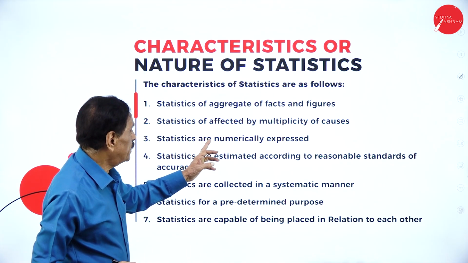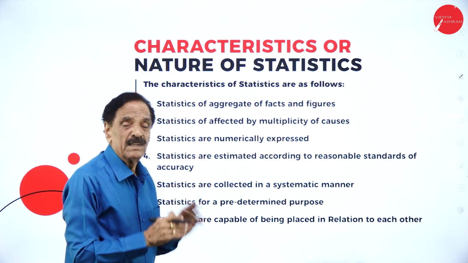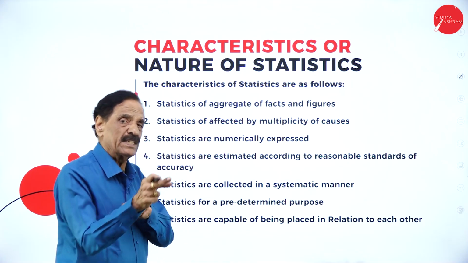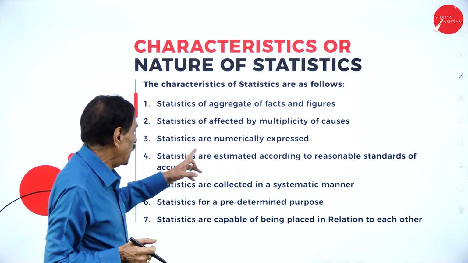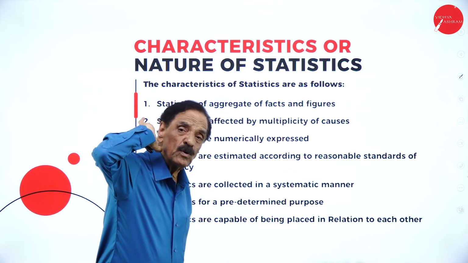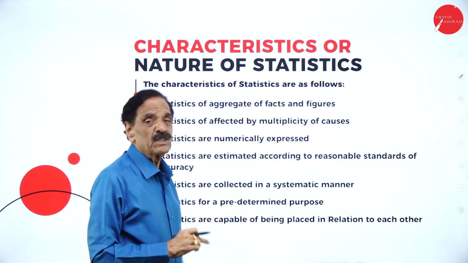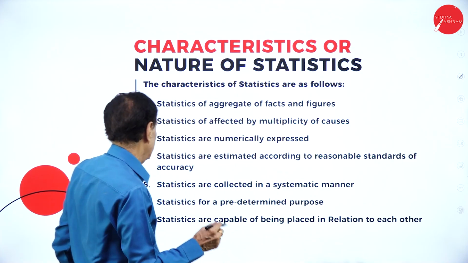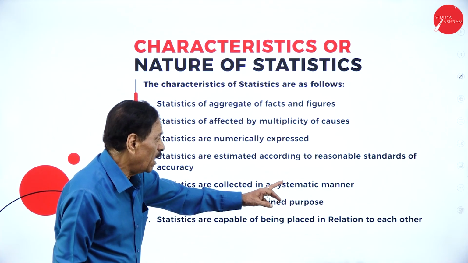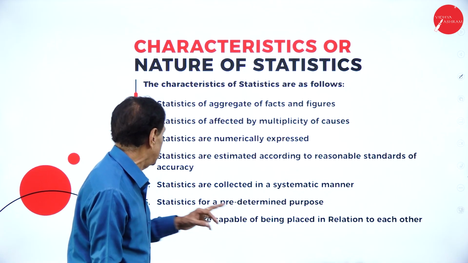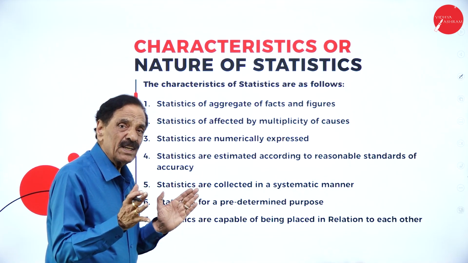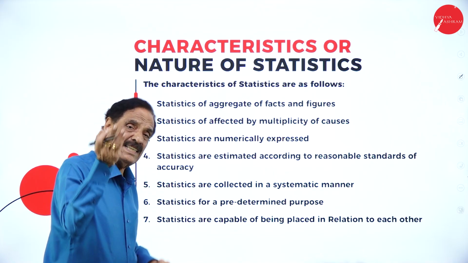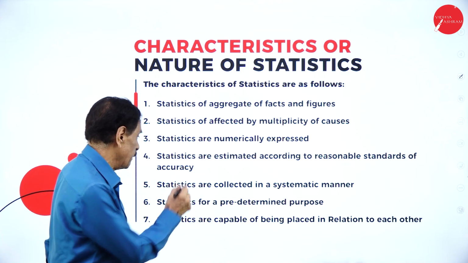Second, statistics are affected by a multiplicity of causes. Whatever results, there are causes for the changes in the numerical numbers. Statistics are numerically expressed. Numbers means all stats or numbers are there. Statistics are estimated according to reasonable standards of accuracy. So the accuracy point will be presented by statistics by collecting the data and representing it in numerical numbers.